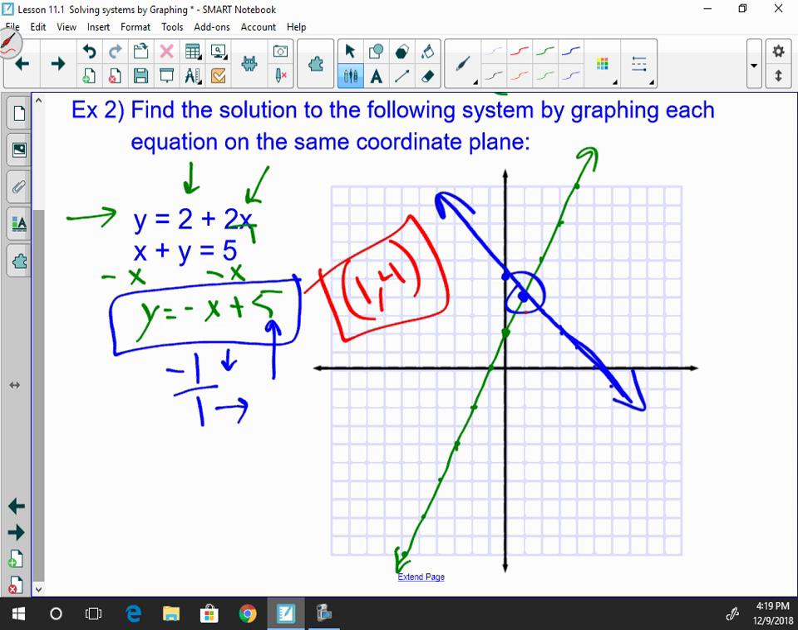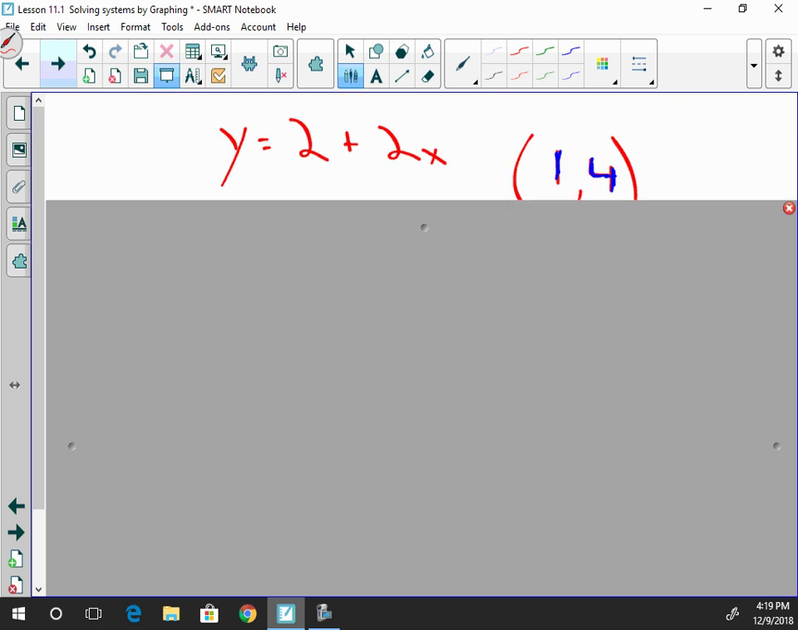Okay, so that is our system of equations solving by graphing. Like I said, you already knew 90% of this today because you knew how to graph lines. Now we're just adding some vocabulary. But what if I wanted to verify that algebraically?